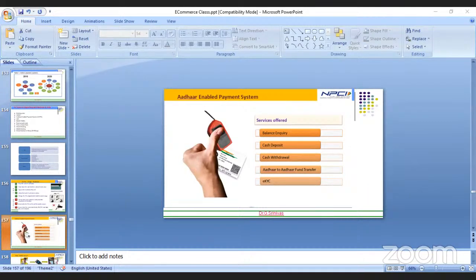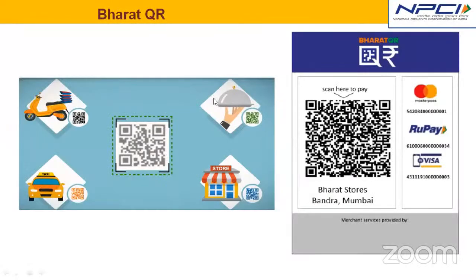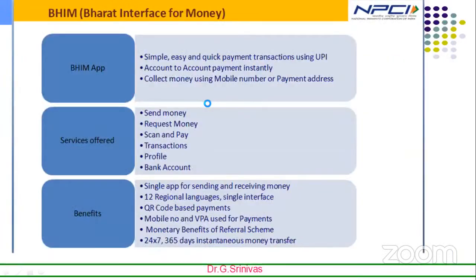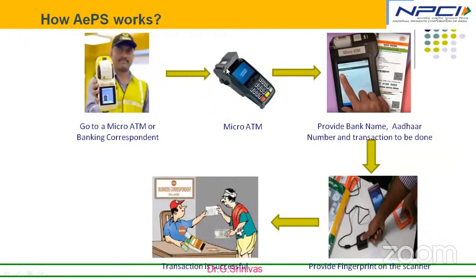Sir, the slide is different. Yeah, the slide is not moving, sir. One minute. Yeah, now it is moving. Yes sir, yes sir. Have you seen this Aadhaar enabled payment slide? Yes sir, now I am seeing it, sir. Previously it was not visible. No sir, I was listening to you sir, but the slide was not seen, sir.